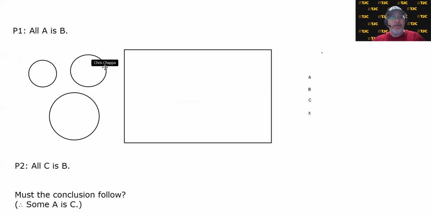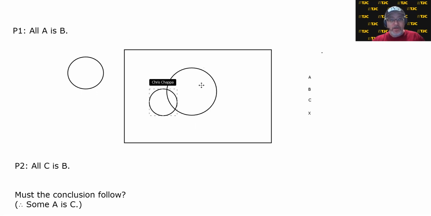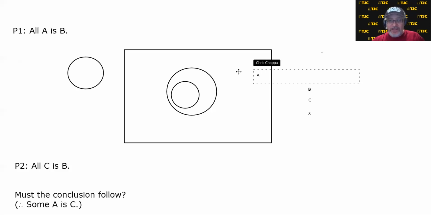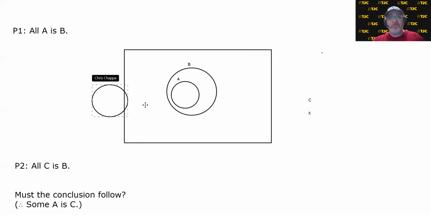And remember how we show a universal affirmative? We put one circle inside of another. So we will put the little circle inside of the big circle. And if we say all A is B, then the smaller circle has to be A. The larger circle has to be B. This successfully shows all A is B. Premise 2 is also a universal affirmative. All C is B. So just like before, we have to put the C circle inside the B circle. Let's make the circle a little bit smaller, and we'll call it circle C.